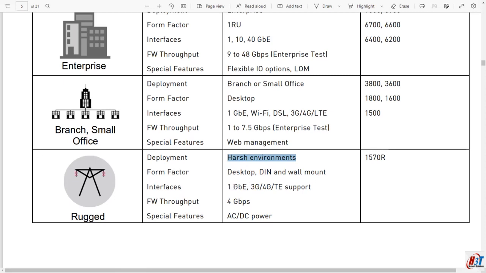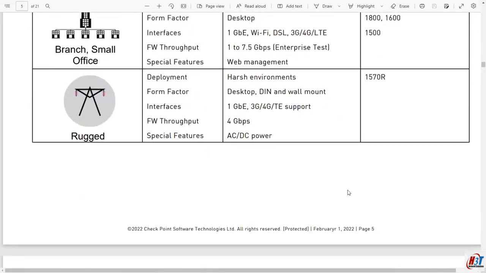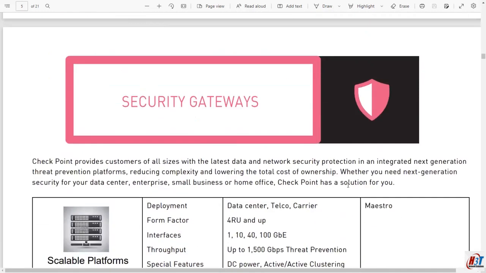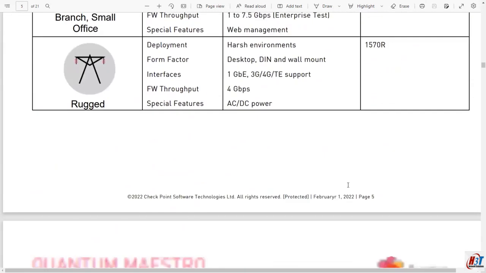The interfaces that you get are 1 GB Ethernet, 3G, 4G, and LTE support. The firewall throughput would be limited to 4 Gbps. Special features would be AC and DC power. And then the series is basically the 1570R series. Okay, so those were all the security gateway types that you get.